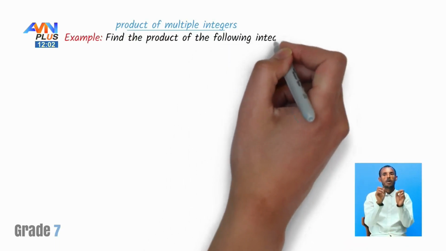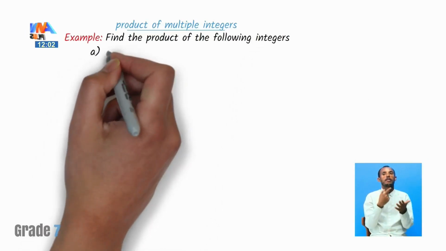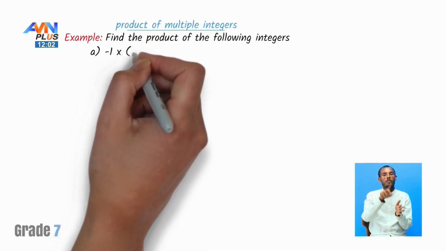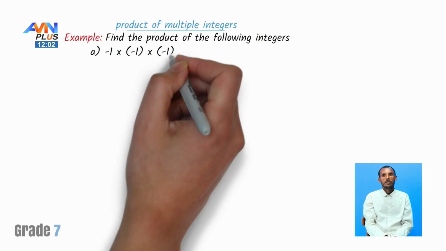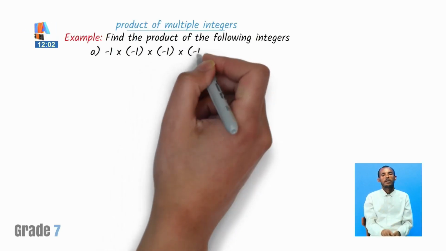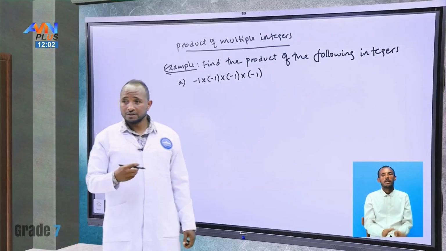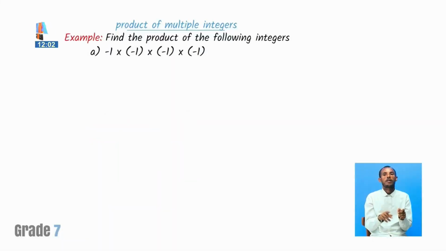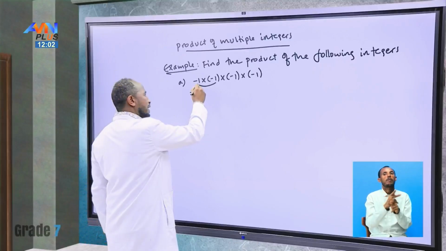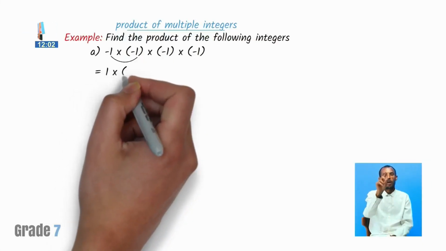Okay, the first one, A. Let's multiply this one. -1 times -1 times -1 times -1. What will be the answer? Let's see this together. To multiply this, first just multiply sequentially. First multiply these two. Minus 1 times minus 1 is? It's positive 1, that's correct.